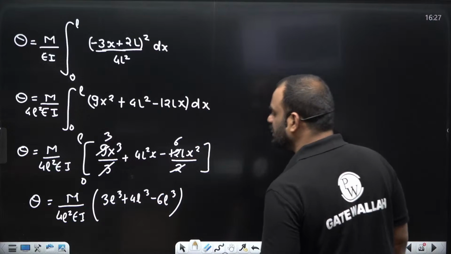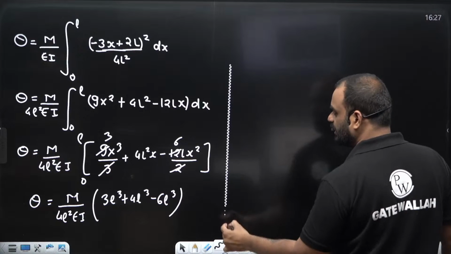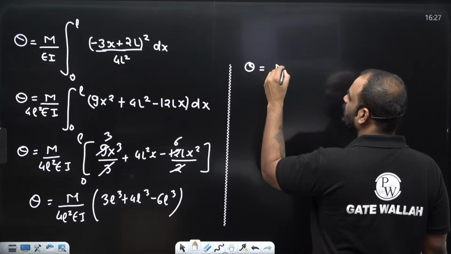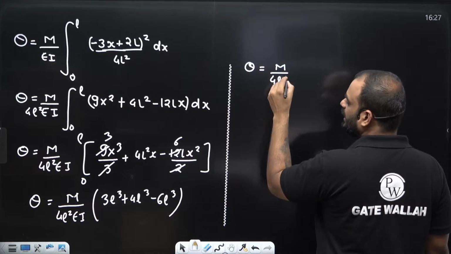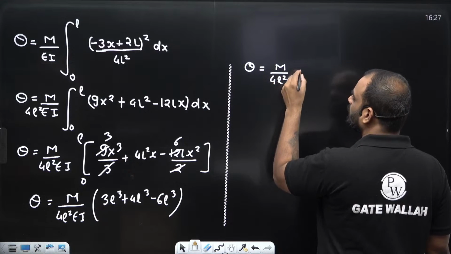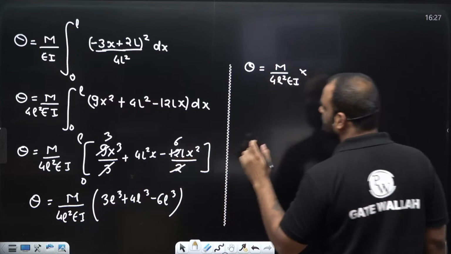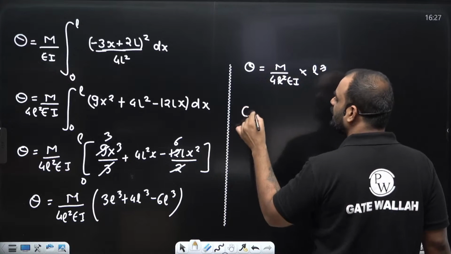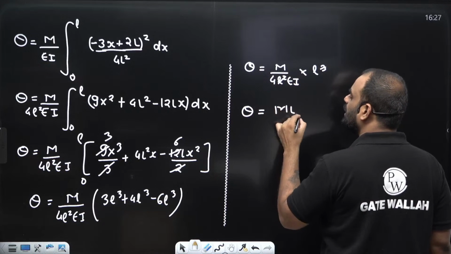Clear? So ultimately what term will be remaining over here? It is L cube. So we can write here guys, theta is equal to m upon 4L square EI multiplied by how much? 7 minus 6, it will be L cube. Now you can cancel this. So what will you get exactly? Theta is equal to mL upon 4EI.